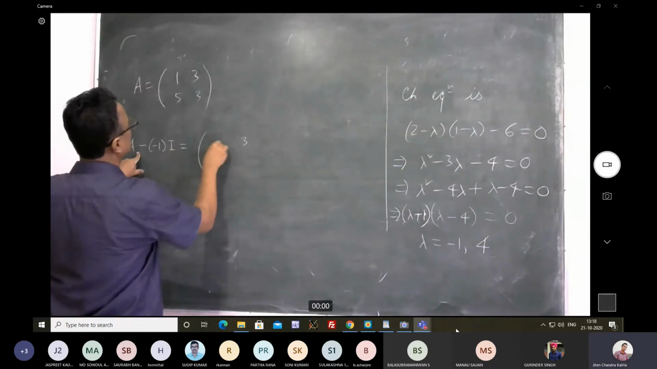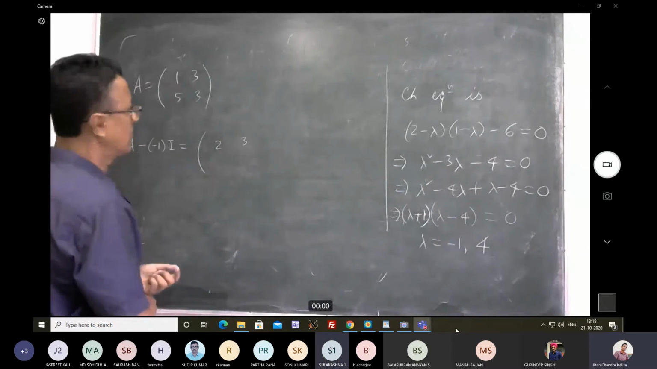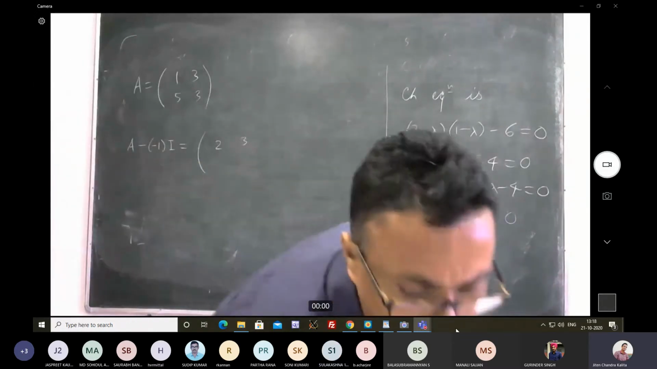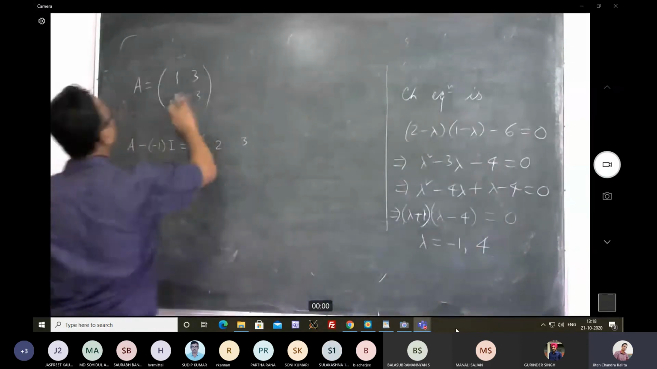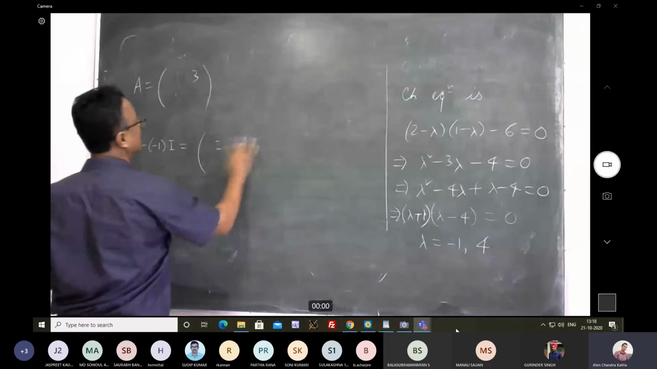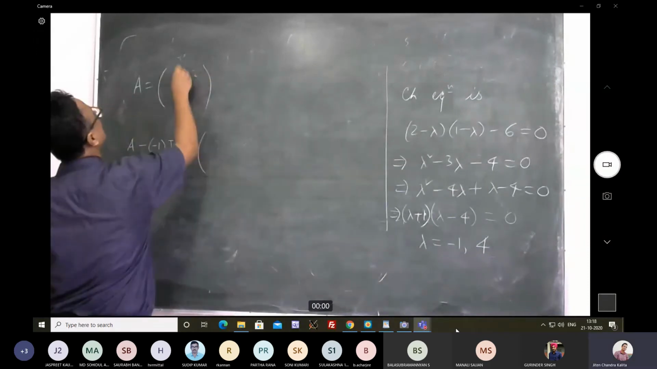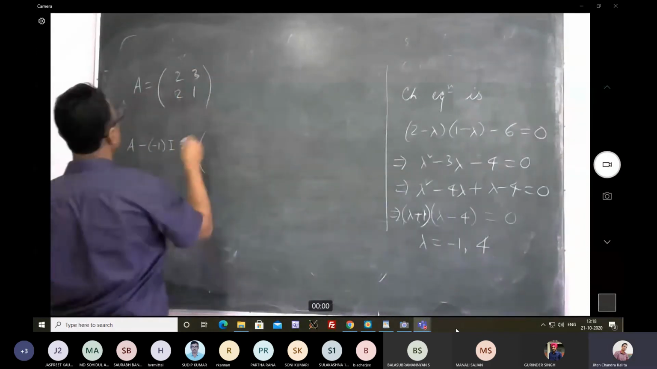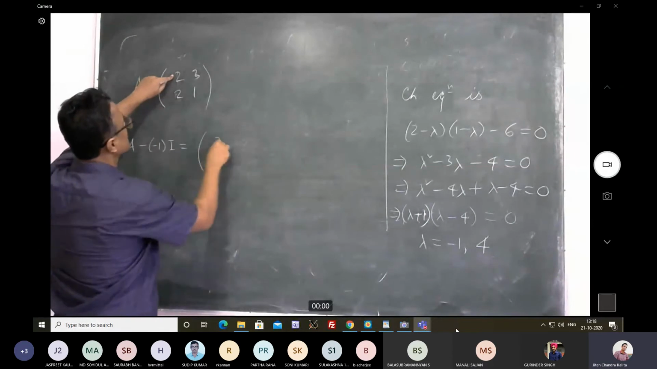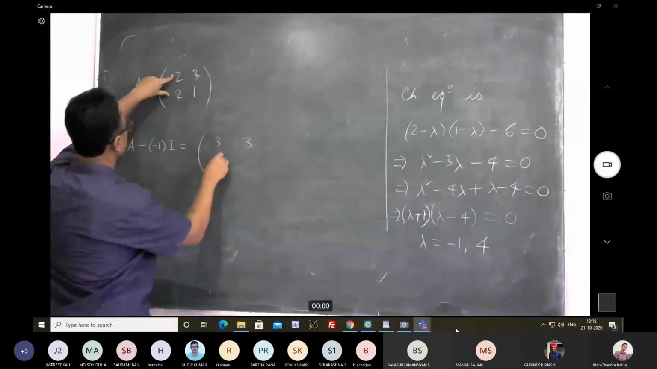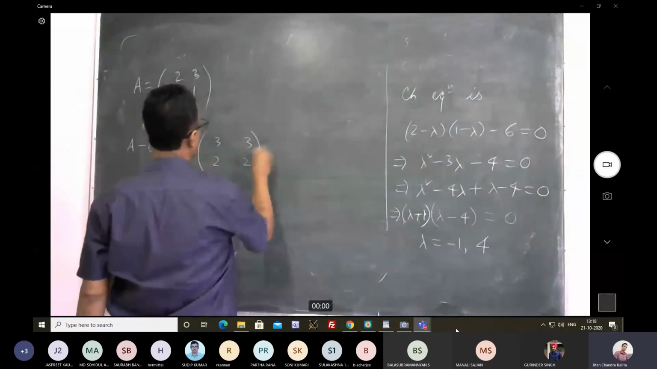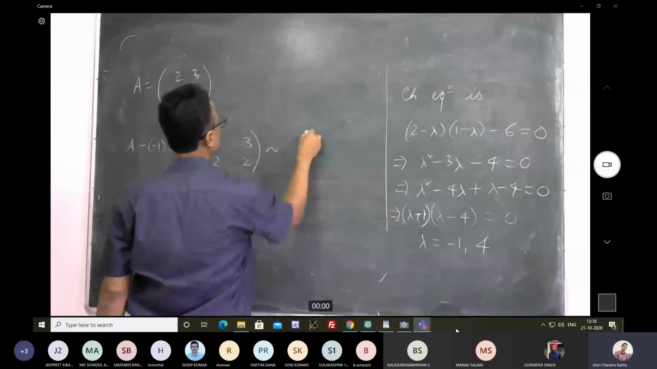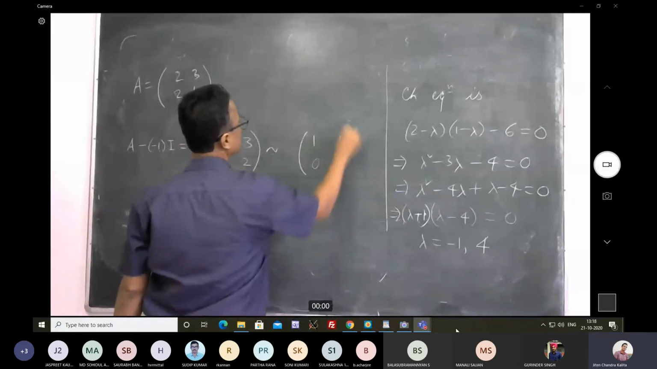And it will be what? So the matrix was different. It is 2, 3, 2, 1. Sorry. Yes. 2, 3, 2, 1, right? So 2 plus 1, this is 3, 3. 2, 1 plus 1, 2, right? So you know that through elementary transformations, this can be converted into this, right?